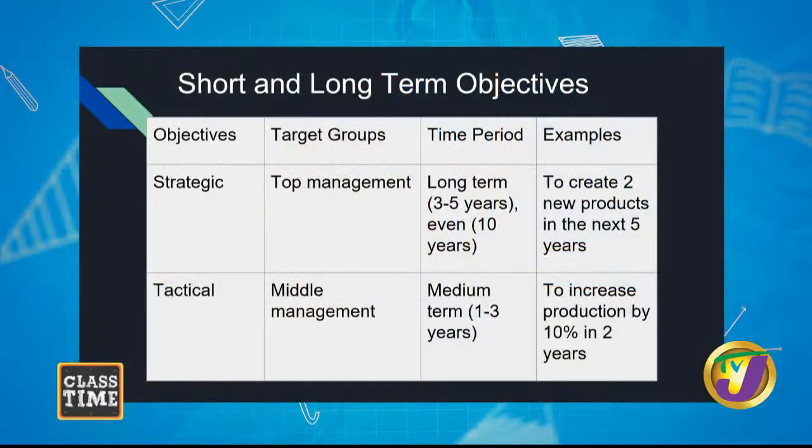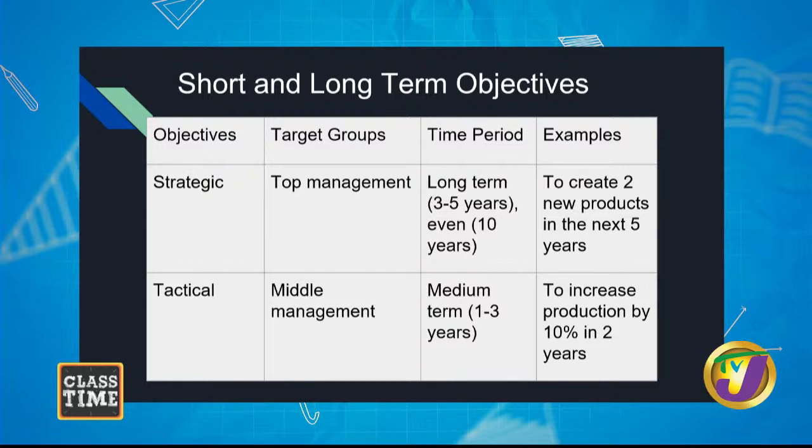So we're going to be looking at the time period now for strategic objective. What is the time period? Remember we said that we can't just set an objective and make it general. It must be specific to something. So we have a time period for all our objectives. So for top management strategic, it should be 3 to 5 years or even over 5 years. So these are more long term, right?